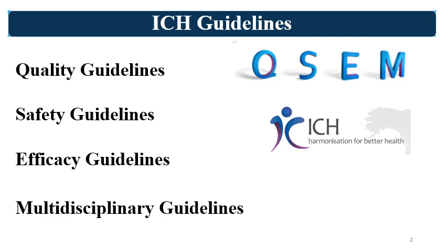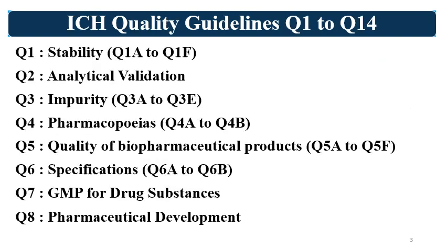In this upcoming slide, we will see what are the different quality guidelines. So there are total 14 guidelines for quality, starting from Q1 to Q14. Q1 is related to the stability and the different guidelines are under Q1A, B, C, D, E and F. Q2 is related to analytical validation. Q3 is related to the impurity. So Q3 deals with the impurity in the pharmaceuticals.